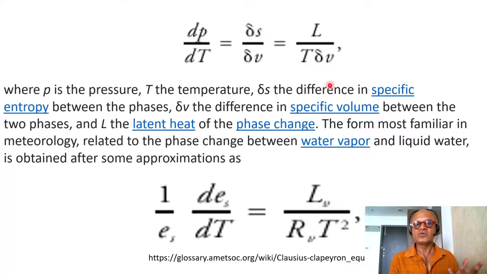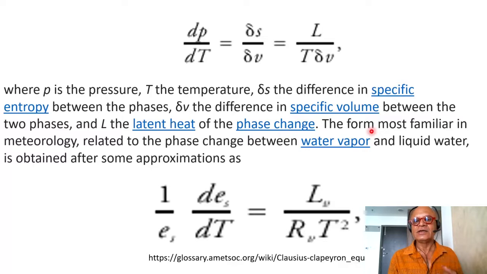Okay, so here P is the pressure, T is temperature, delta S is the difference in specific entropy between the phases, delta V is the difference in specific volume between the two phases, L is the latent heat of the phase change. So if you convert water to water vapor, you have to put in energy, or if you condense water vapor into water, you're going to release the condensation heat. So that's the latent heat.